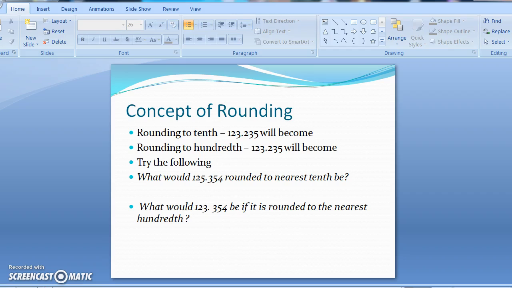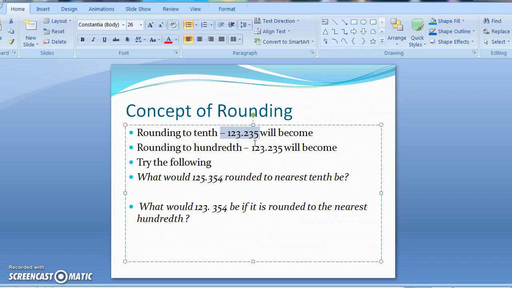Now again, you may recollect the rounding principle is basically the concept that if we are rounding a digit, we look to its right, and if the digit is 5 or more, we round the digit up, and if the digit to the right is less than 5, we leave it as it is. So let's take an example here. We have 123.235 and we are going to round it to the tenth. Now as we've discussed earlier, tenth is the digit after the decimal, that is 2.